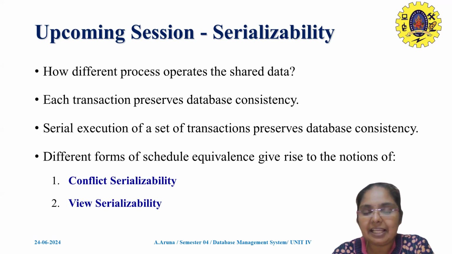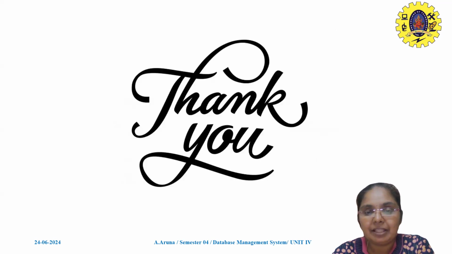That is how different processes can operate on shared data, and how each transaction preserves data consistency. What do you mean by serial execution? That is a set of transactions, and how they preserve data consistency. This can be classified into two different types: conflict serializability and view serializability. That's all about the basic concept of the transaction. In the next video, we're going to see my serializability concept. Thank you for watching my video.